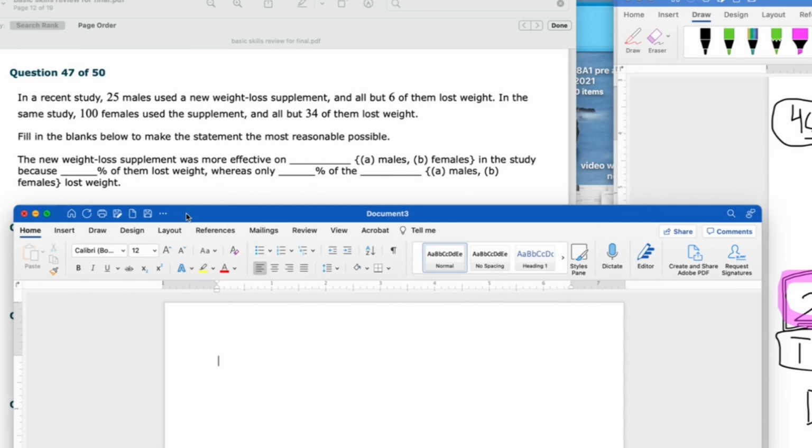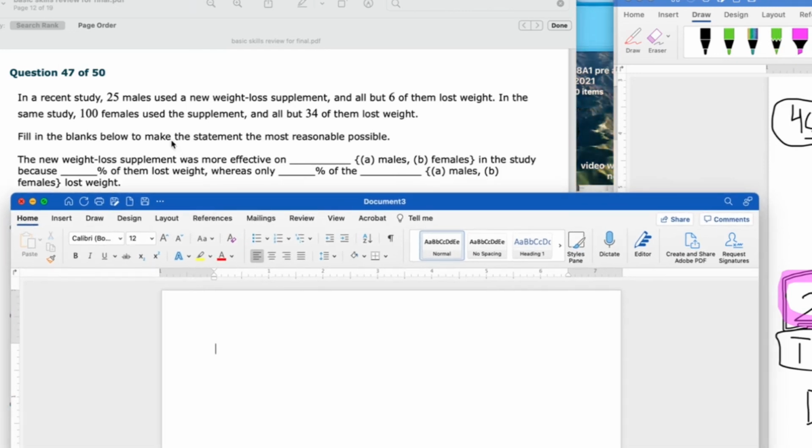In a recent study, 25 males used a new weight loss supplement, and all but 6 of them lost weight. In the same study, 100 females used the supplement, and all but 34 of them lost weight. Fill in the blanks below to make the statement the most reasonable possible. The new weight loss supplement was more effective on blank, males or females, in the study because blank percent of them lost weight, whereas only blank percent of the blank lost weight.